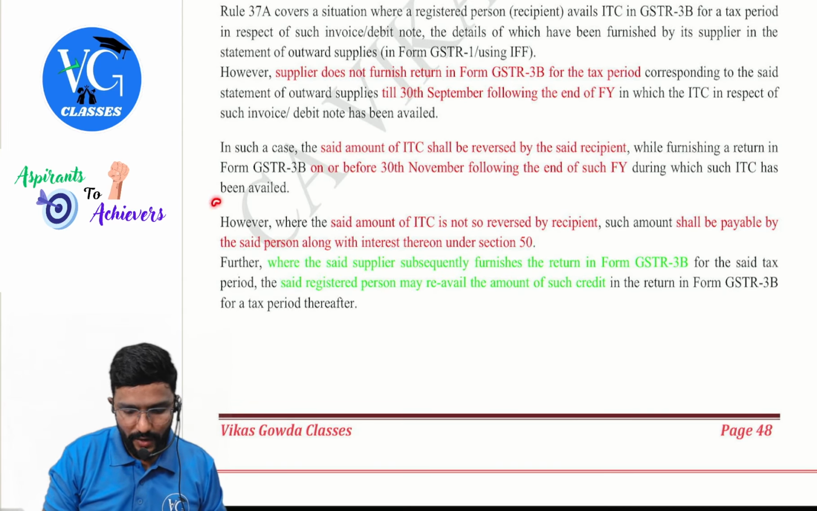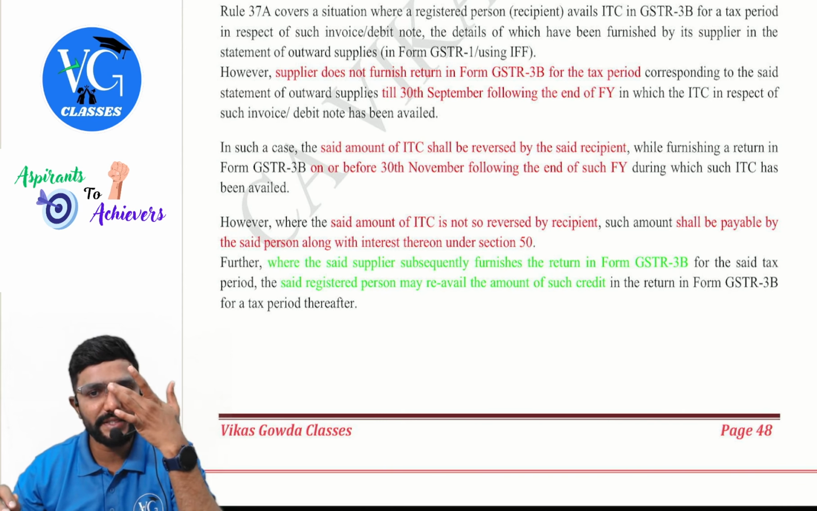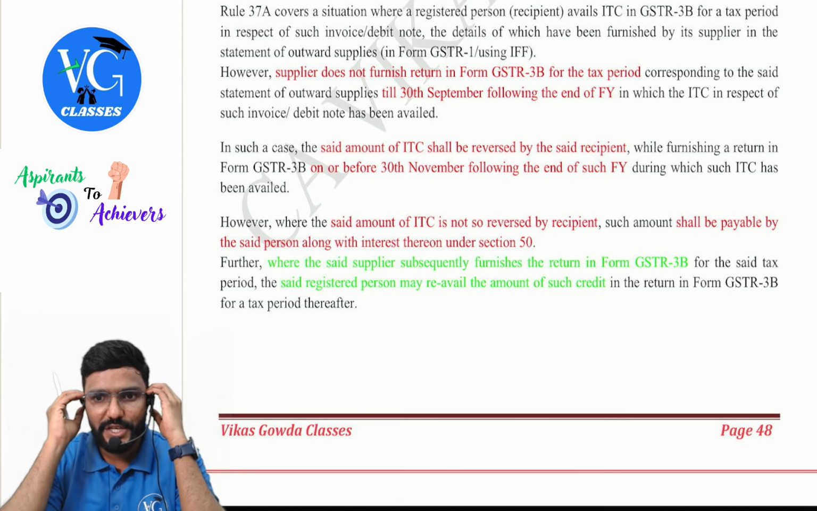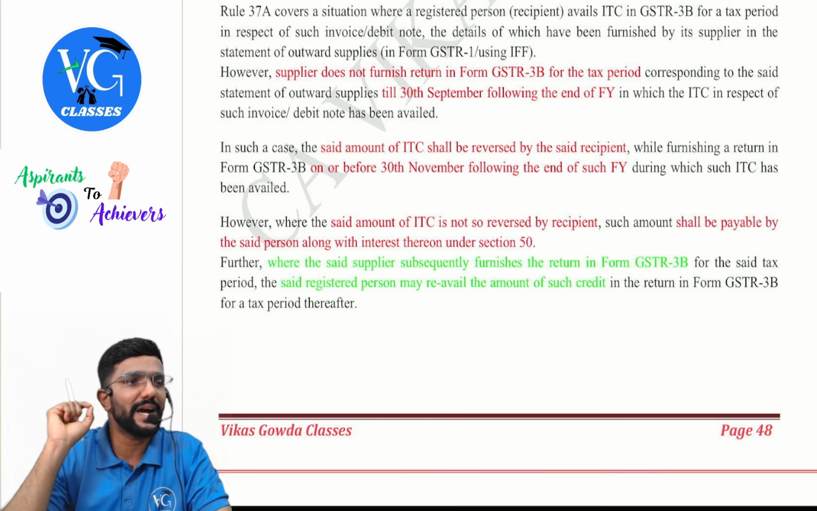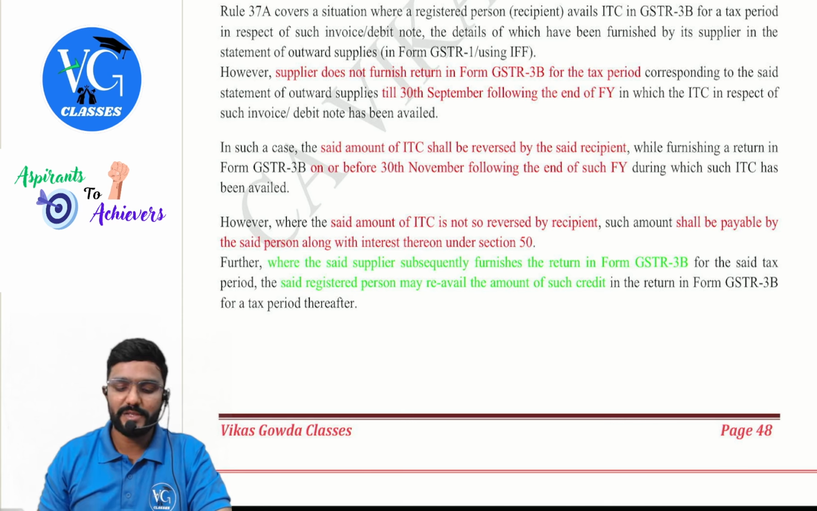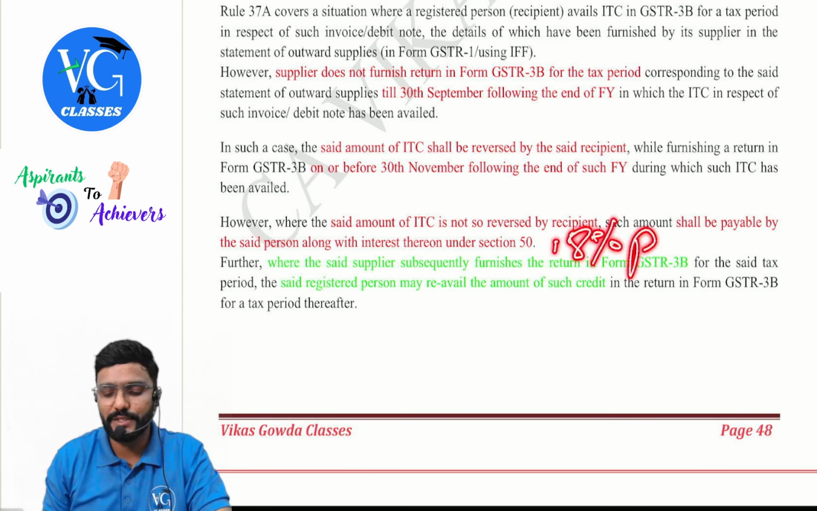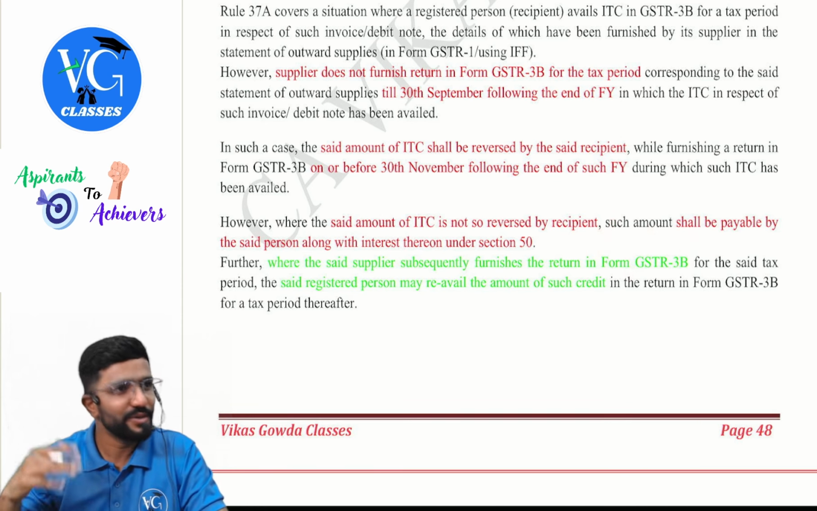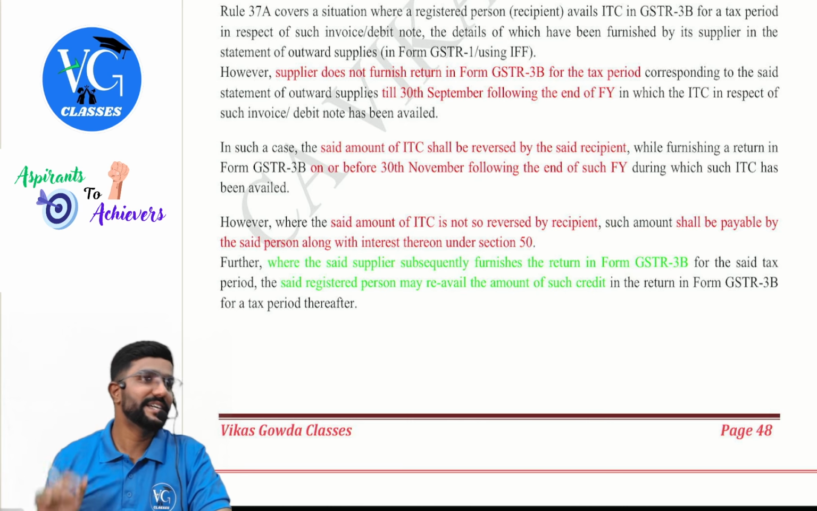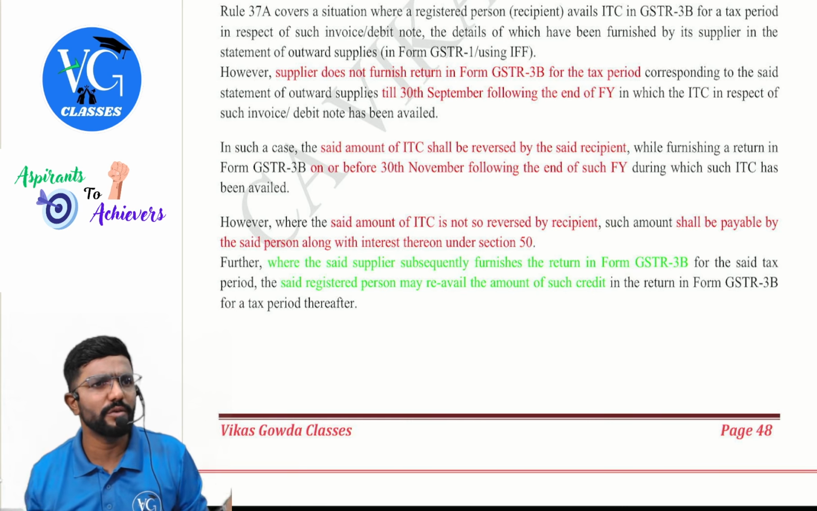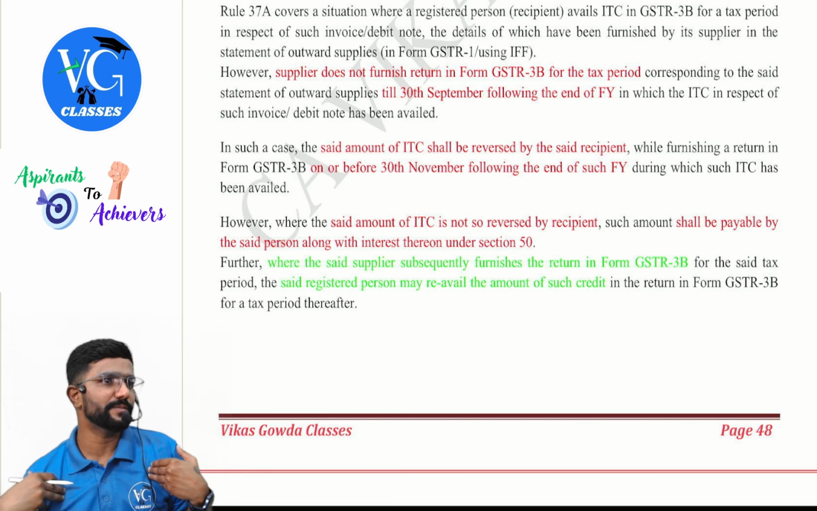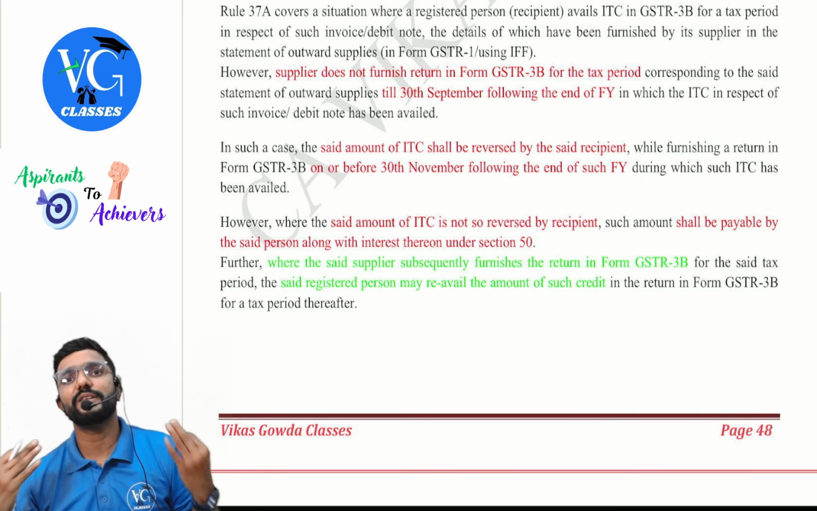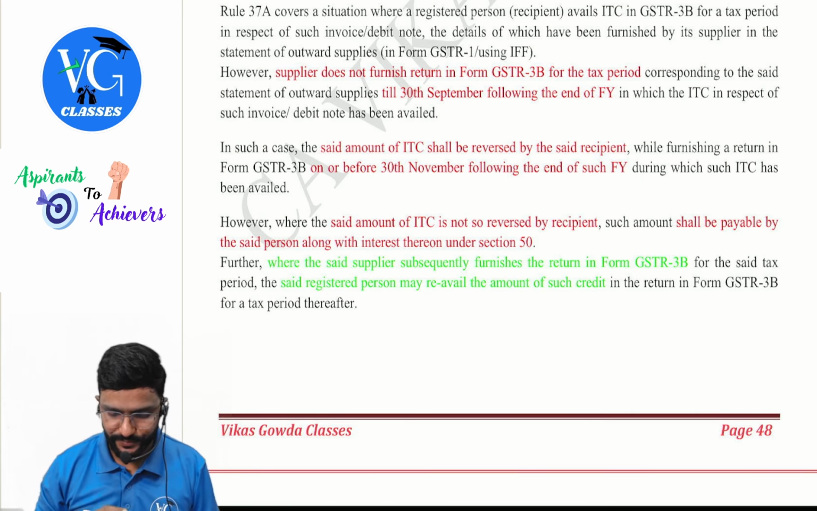However, where the said amount of ITC is not so reversed by the recipient, such amount shall be payable by the said person along with interest thereon under section 50. Which is at 18% per annum, guys. So from 1st December, you have to reverse ITC along with interest. Till 30th November, is there any interest, sir? No, because it is not my default. For the recipient, they are giving time till 30th November without interest. If you don't do it within 30th November, then from 1st December, interest will start.